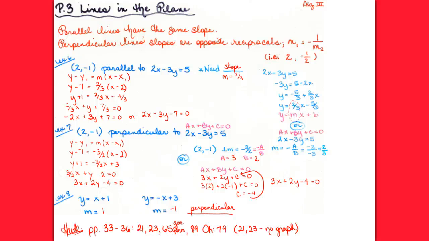Okay, so here is your homework for tonight on 33 through 36. We're doing 21, 23, 65, and for 65, put that in general form, or standard form, whatever you call it. 89, challenge 79. And on 21 and 23, you do not need to graph those.